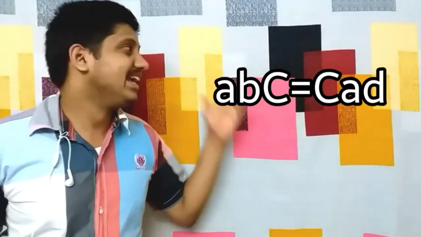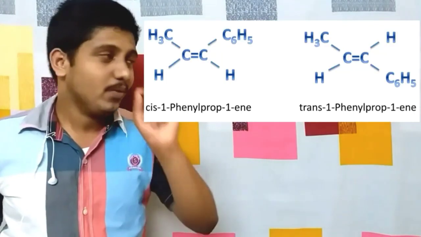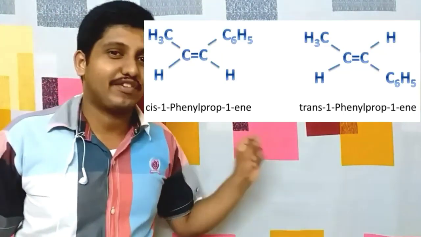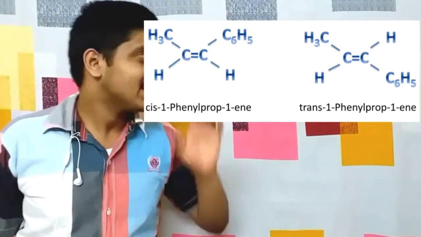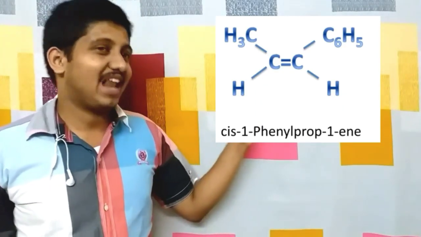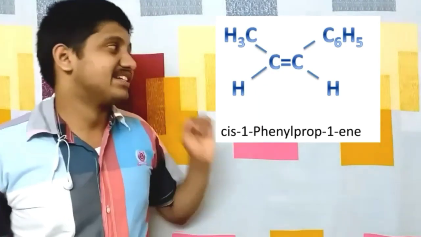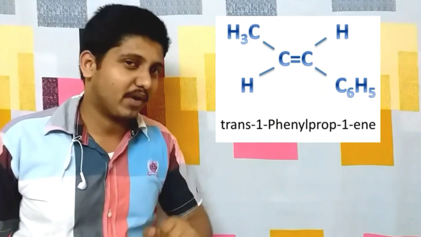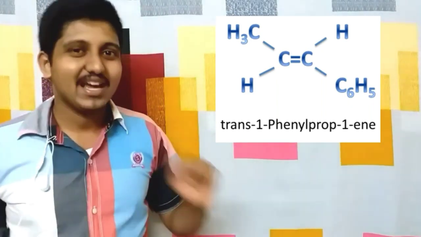Next, we will take the compound of the form ABC double bond CAD. We can take the example of 1-phenyl prop-1-ene. So we have cis 1-phenyl prop-1-ene as here and trans 1-phenyl prop-1-ene as here. So these are some examples. Now let's see the second condition regarding the exhibition of geometrical isomerism.